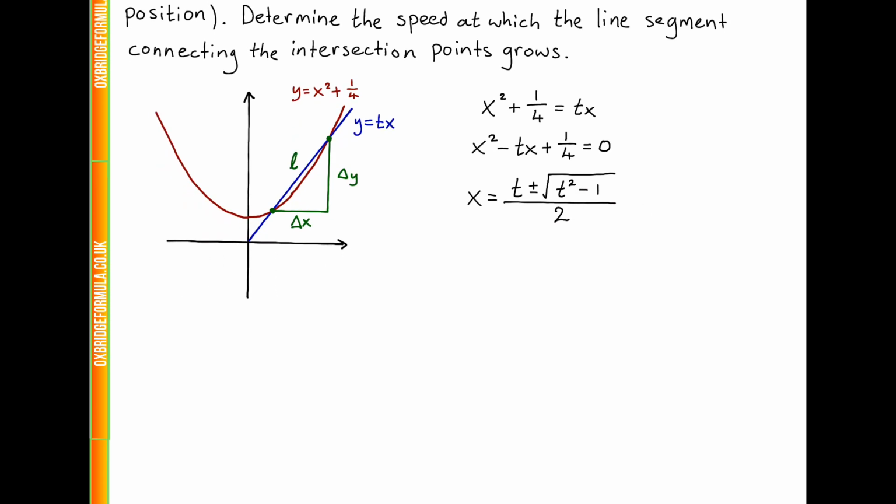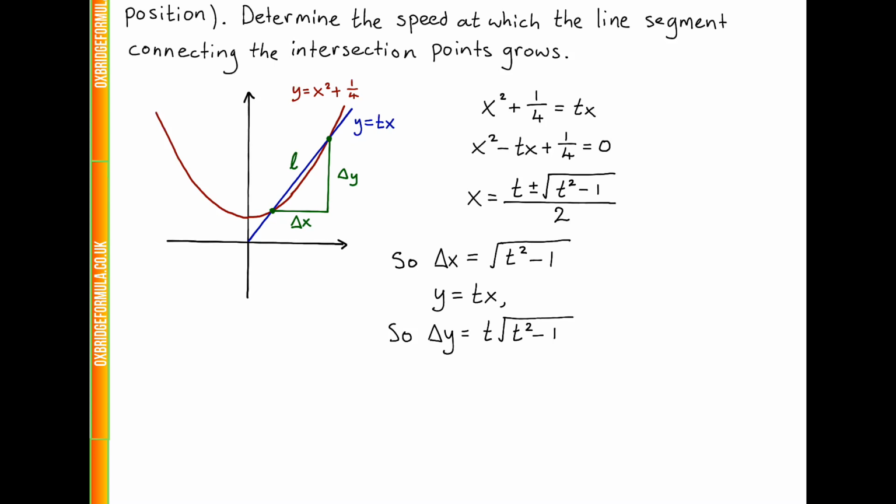Now that we've found the x coordinates, what is our length delta x? The difference between our x coordinates. One of our x coordinates is plus root t squared minus 1 over 2, and the other one is minus. And so in fact, when we take the difference, this is just the square root of t squared minus 1. Now that we found delta x, does this help us find delta y? What facts about the graph will help us find delta y? In fact, we know that they both lie on the straight line y equals tx. And so because of this, delta y is t times delta x. And so now we found both delta x and delta y.